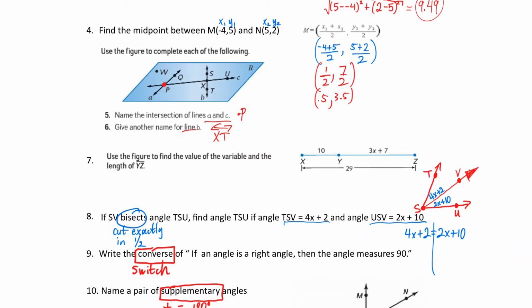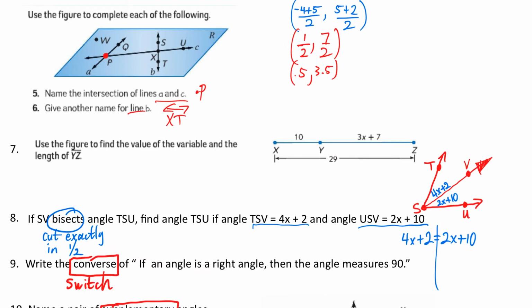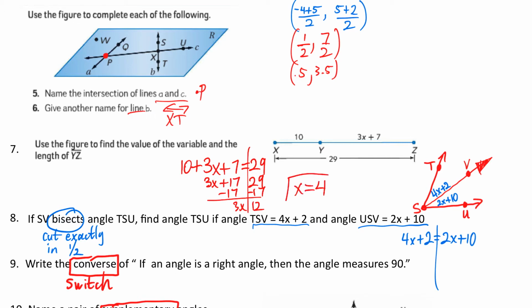So how am I going to find the value of x? How am I going to set this up? 3x plus 17 equals 29. Okay, so 10 plus 3x plus 7 equals 29. Just like 1 and 2, really. The two smaller pieces add up to equal the whole. So you get 3x plus 17 when you combine like terms equals 29. Subtract 17. 3x equals 12. And when you divide by 3, x should equal 4.